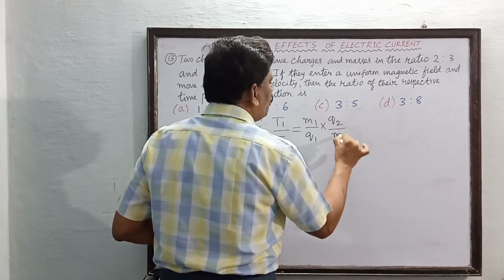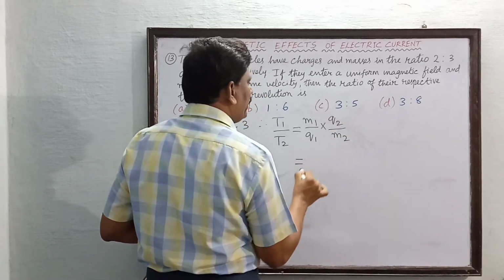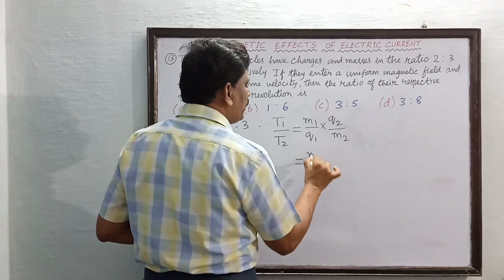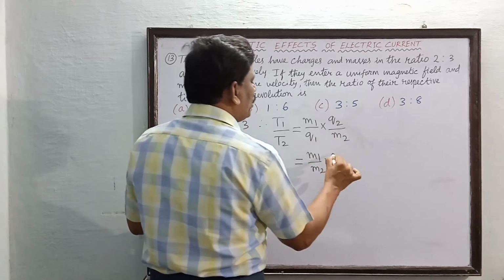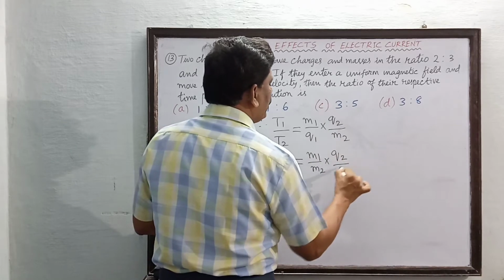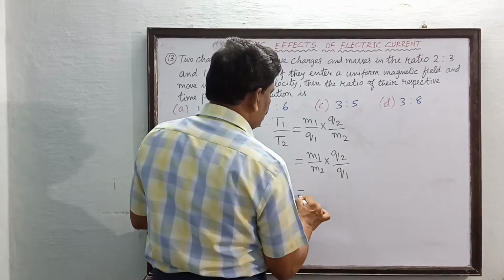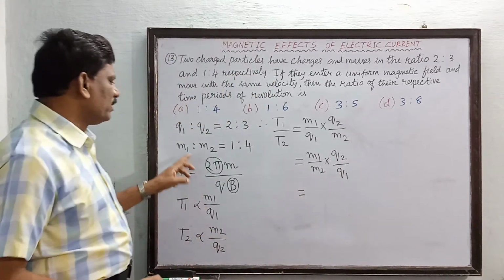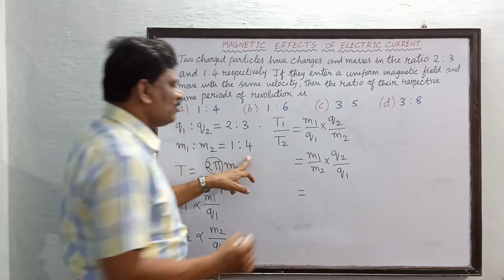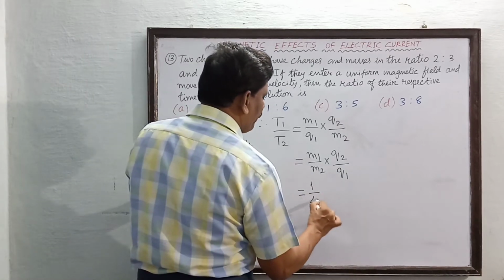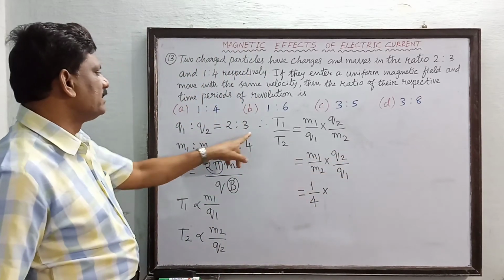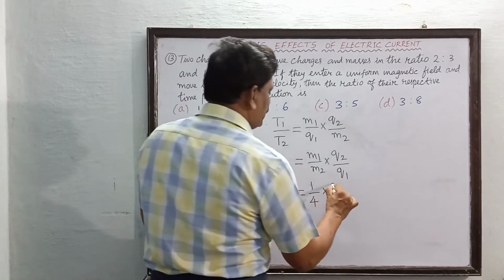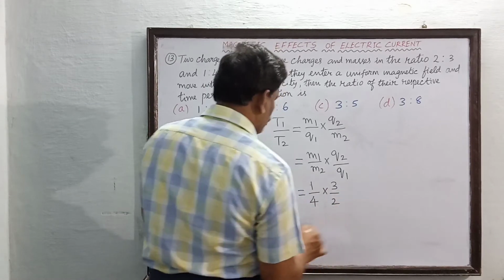So this is Q2 by M2. So this is now equal to M1 by M2 into Q2 by Q1. So this is Q2 divided by Q1. M1 by M2 ratio is 1:4, so this is 1 by 4 into Q2 by Q1. Q2 by Q1 means it is 3 by 2. So this is equal to 3 divided by 2.